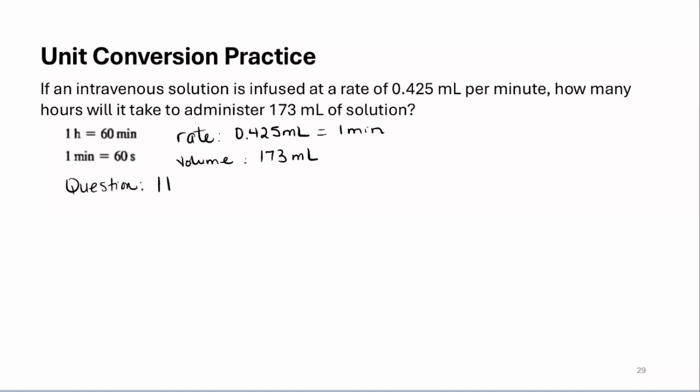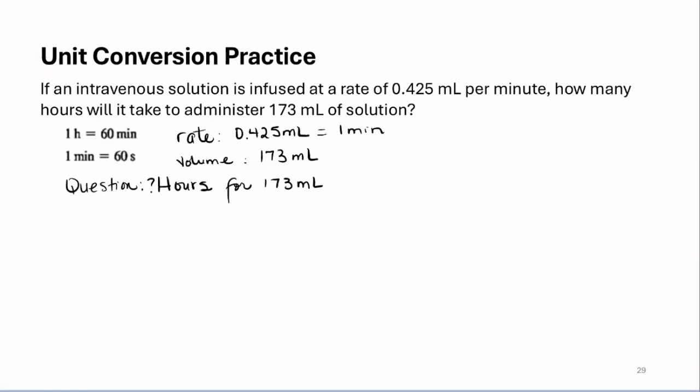Overall, looking closely at the question that this problem is stating, we need to find hours for specifically the 173 milliliters of solution that need to be administered. So let me put a question mark before the word hours. So with these two pieces of information, how do we get to the answer?